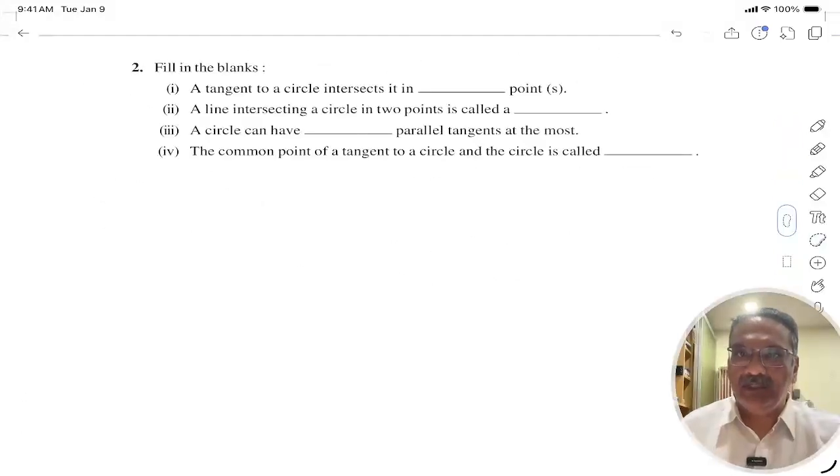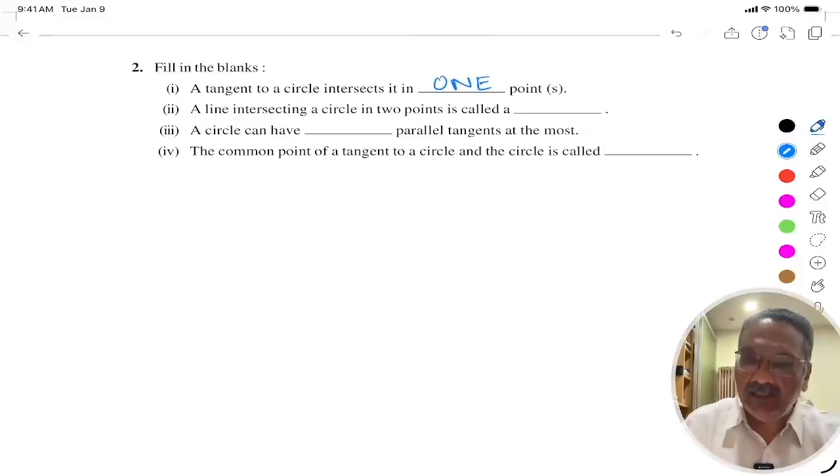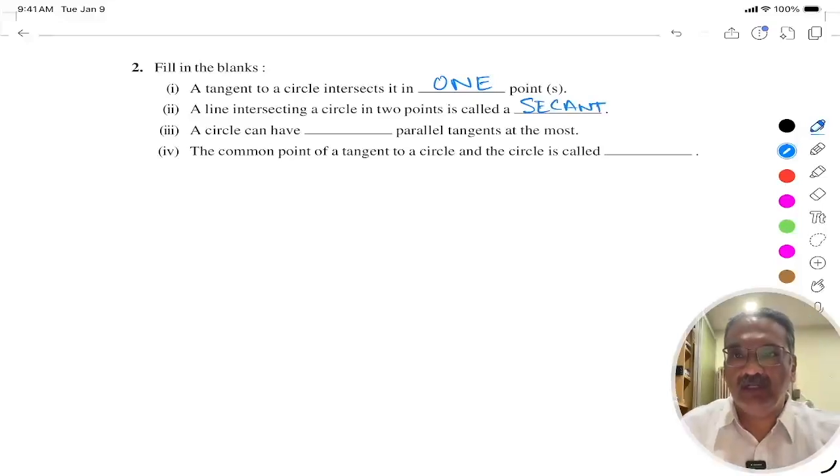Okay, now let's come to the second question. The second question is fill in the blanks. Simple. A tangent to a circle intersects it in only one point, because that itself is the definition of the tangent. Now the second one: a line intersecting a circle in 2 points is called a secant. It is the basic definition of the secant.